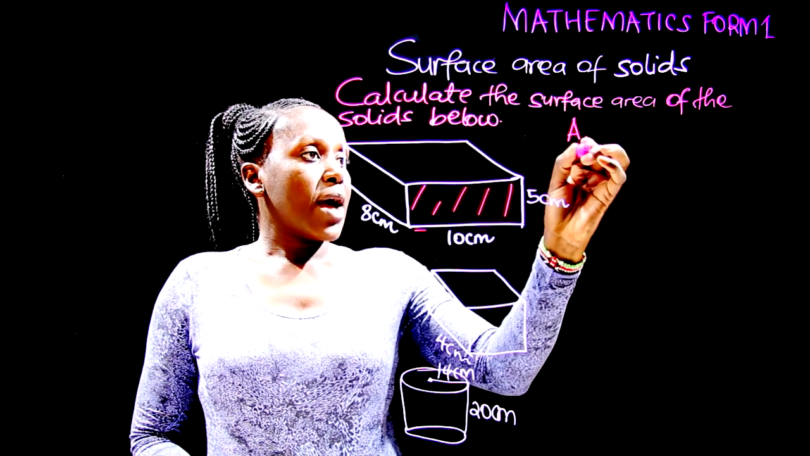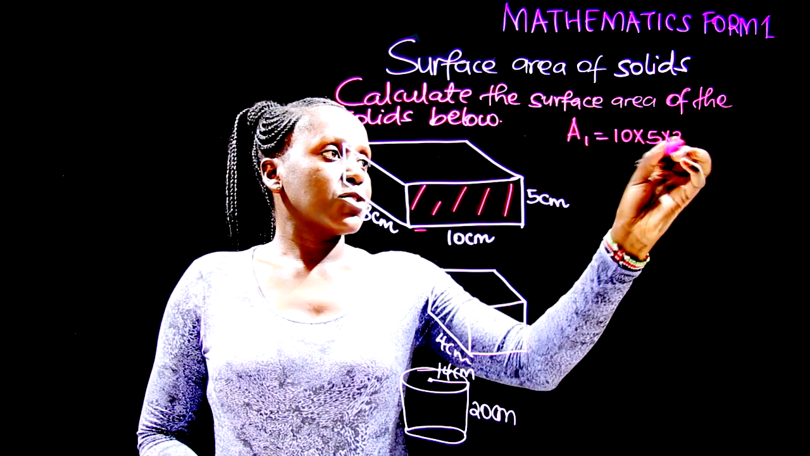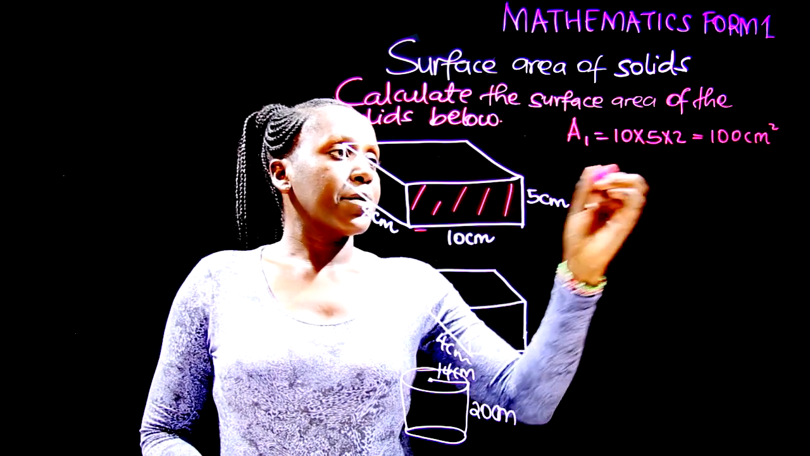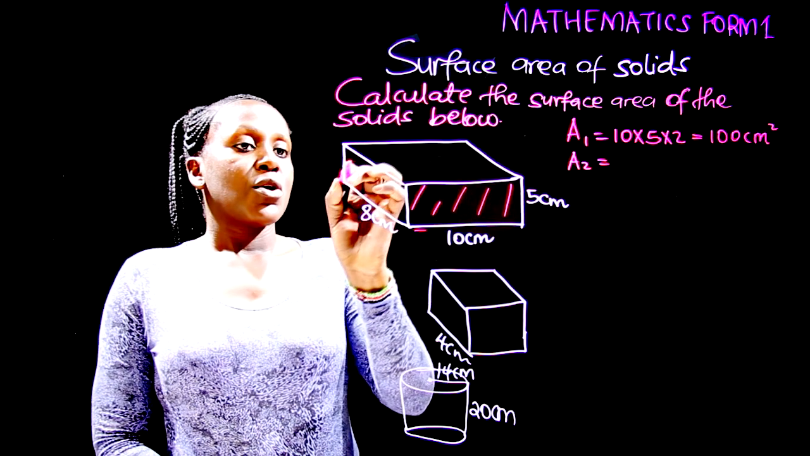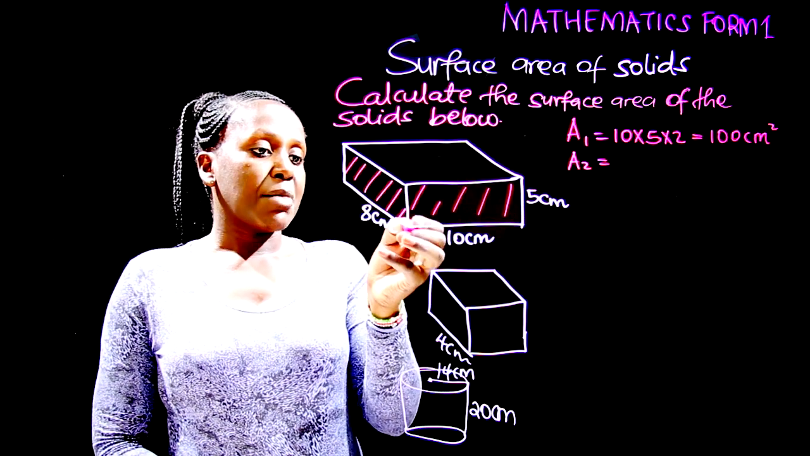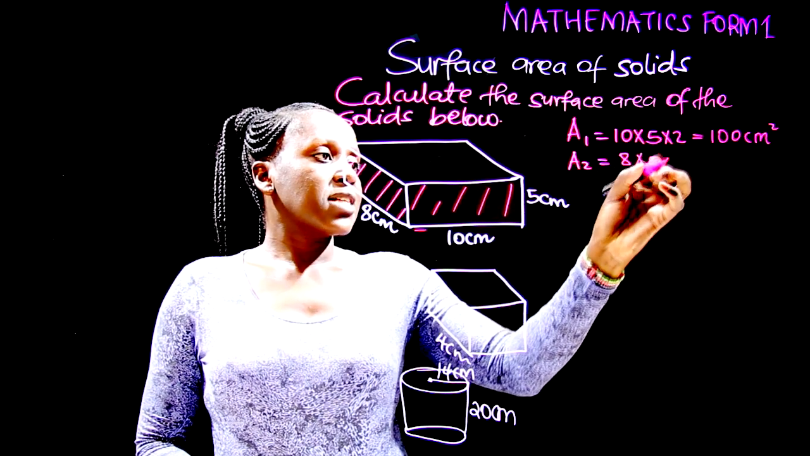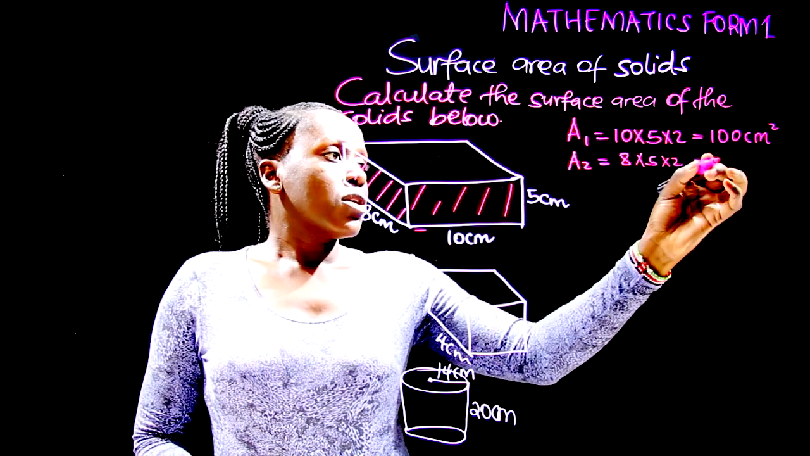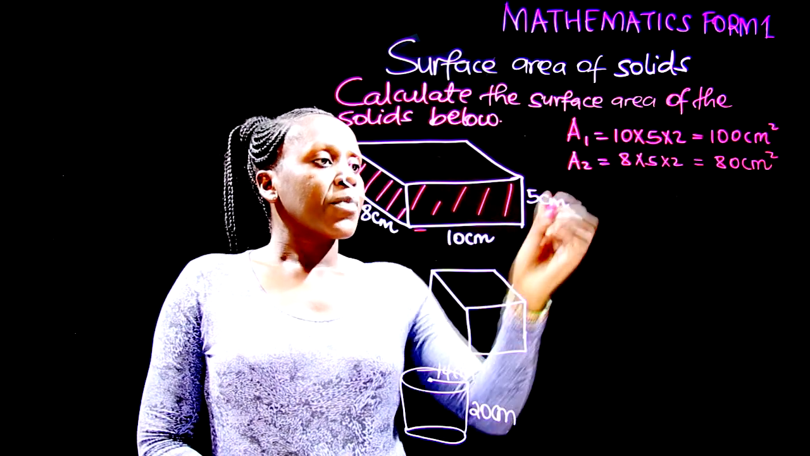So our area 1 is going to be equal to 10 times 5 times 2, which is equal to 100 centimeter squared. Now area 2 will be equal to, we are going to take account of this side, which measures 8 by 5 centimeters, and because we have one on this side, we multiply by 2, and this will be equal to 80 centimeters squared.